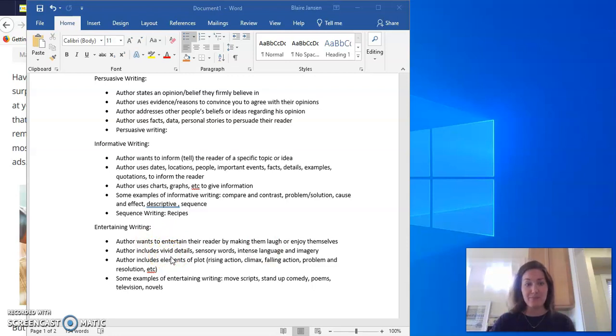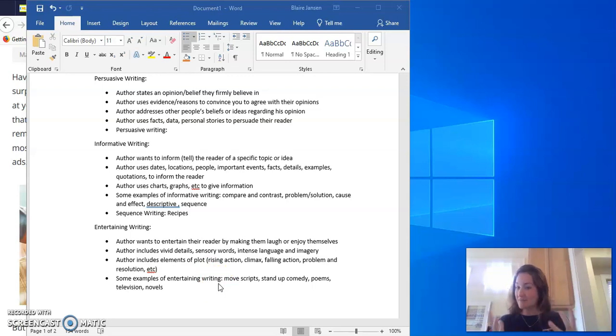The author includes elements of plot, so every story has rising action, climax, or a really intense part of the story, falling action, where the action starts to dwindle off, a problem, and some sort of solution, how the problem is resolved. Some examples of entertaining writing, like we just discussed: movie scripts, stand-up comedy, poems, television, novels.